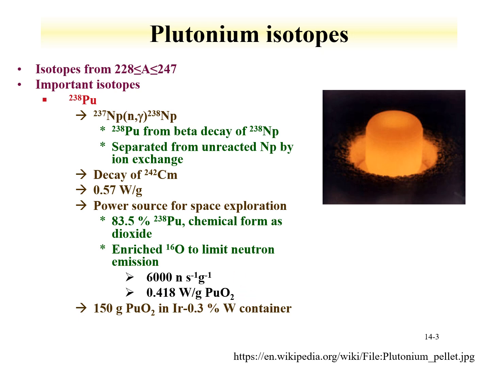You can make 150 grams of plutonium dioxide in an iridium container, and that will produce this heat, and the heat can be converted to electricity. And this is what's used on a number of spacecraft for missions to planets beyond Mars. It's also used on the Mars rover Curiosity for a power source.